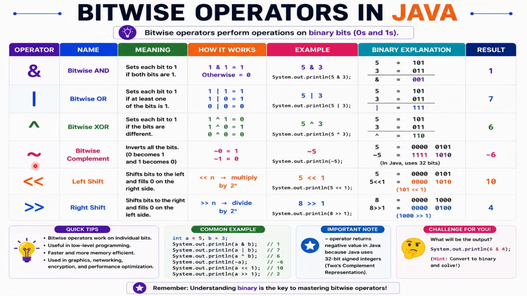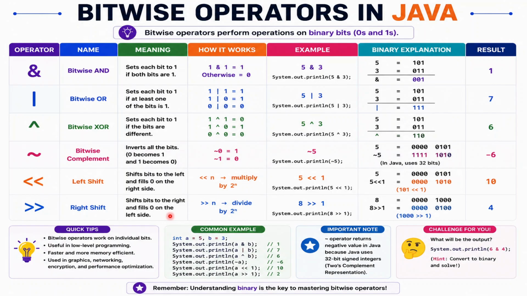Next is bitwise complement. It's very simple. The bitwise complement makes each bit the opposite, so 0 will become 1, and 1 will become 0. So for the bitwise complement of 5, when we convert it into binary, it is 1 0 0 1 0 1. The opposite of it will be 1 0 1 0. According to that, it will calculate the result as -6. In left shift we are shifting the bits to the left, and in right shift we are shifting the bits to the right.